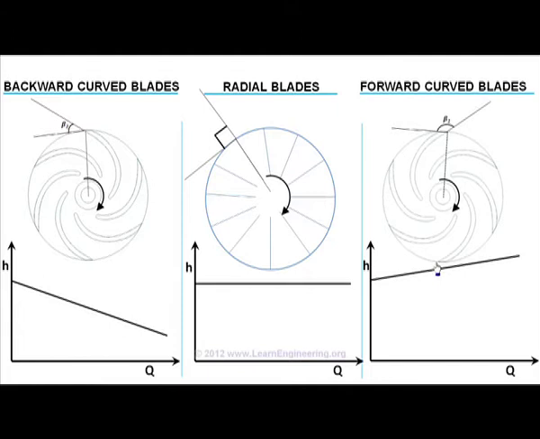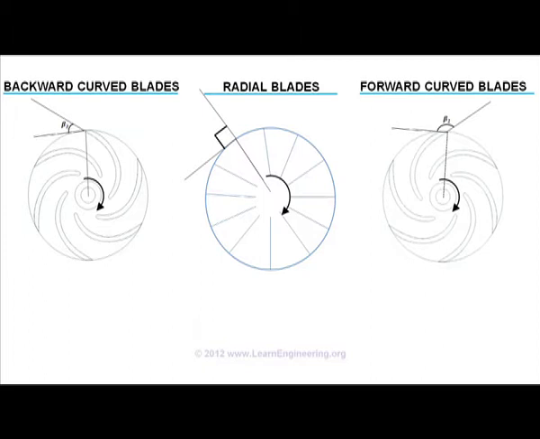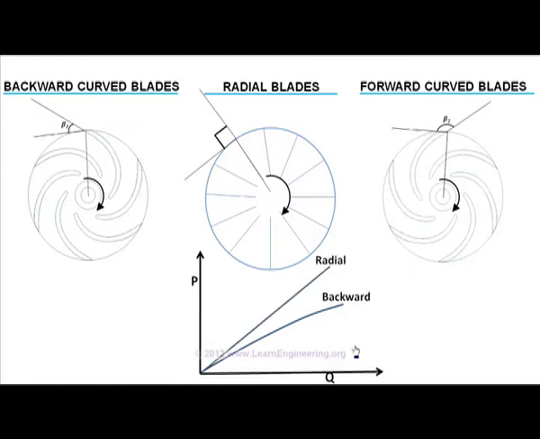The big question, out of these which one is the most suited for industrial use? To get answer for this question, let's see how power consumption varies with discharge for each of these cases. For backward curved blades, as pressure head decreases with discharge, power consumption stabilizes with flow. In radial blades, since pressure does not have any connection with flow rate, power consumption increases linearly. In forward curved blades, since pressure head increases with flow, power consumption increases exponentially, making the operation unstable.